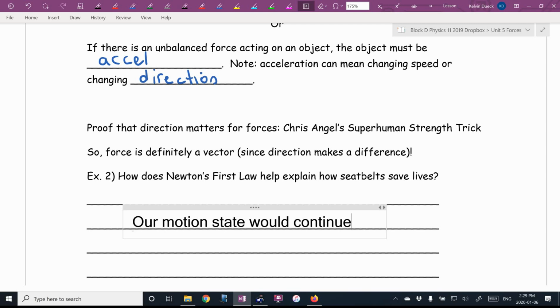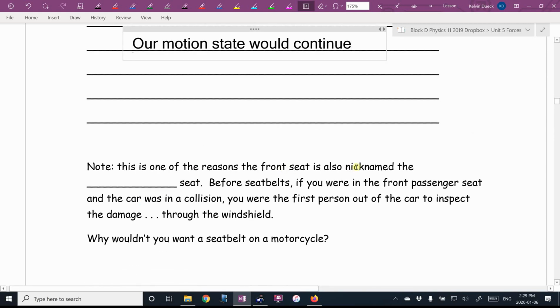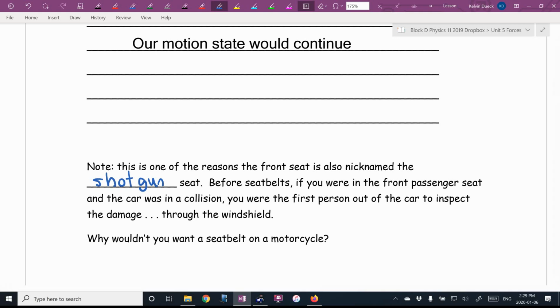Why wouldn't the driver be going through the windshield? Okay, the steering wheel is going to keep the driver in, but the driver is still going to be dead without a seatbelt. Wear your seatbelts, people. But yeah, the joke behind the shotgun seat, oh yeah, here you go. This is one of the reasons the front seat is also nicknamed the shotgun seat. It comes from stagecoach days, but it was also a joke in the 50s and 60s. If you were in the front passenger seat, if the car was in a head-on collision, you were the first person out to inspect the damage.